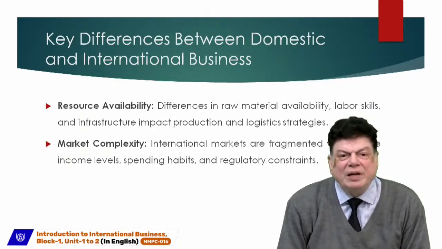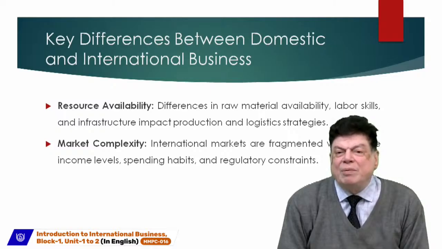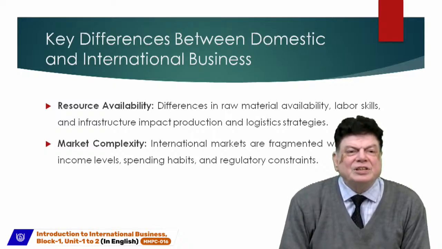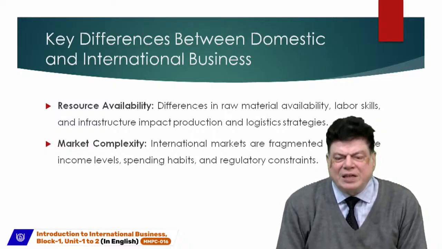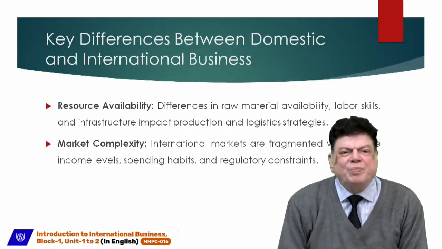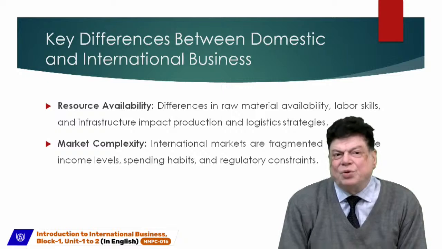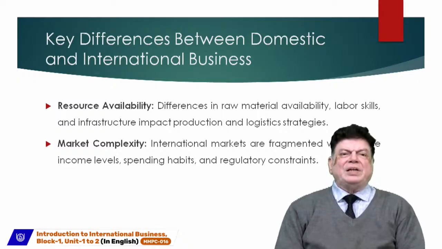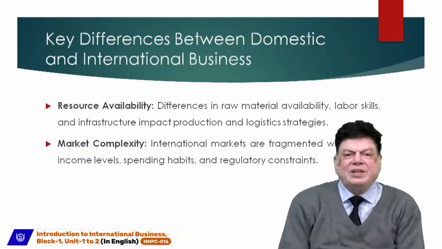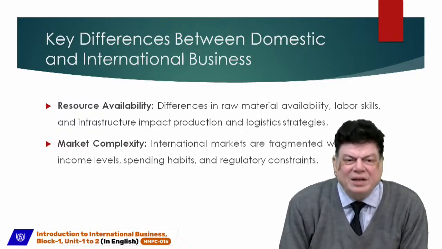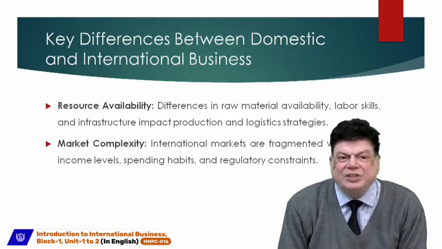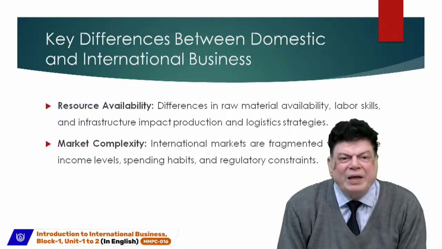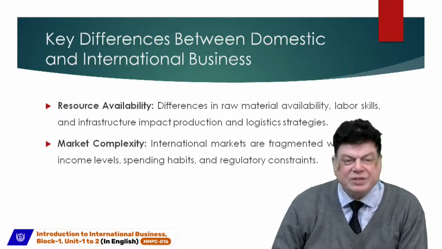Then resource availability. Differences in raw materials availability, labor skills, and infrastructure impact production and logistics strategies. Then market complexity. International markets are fragmented with diverse income levels, spending habits, and regulatory constraints.